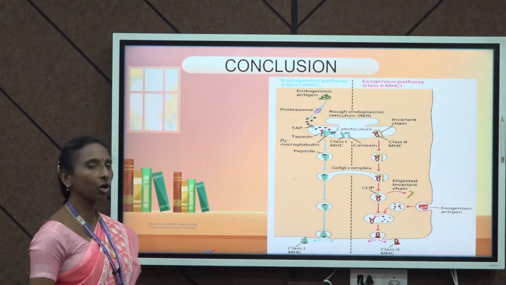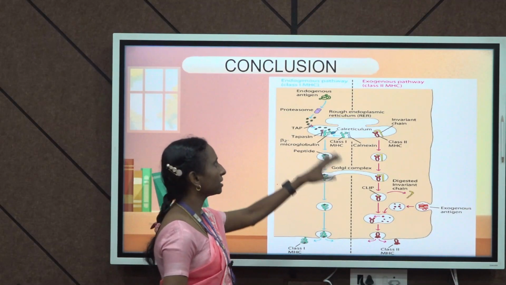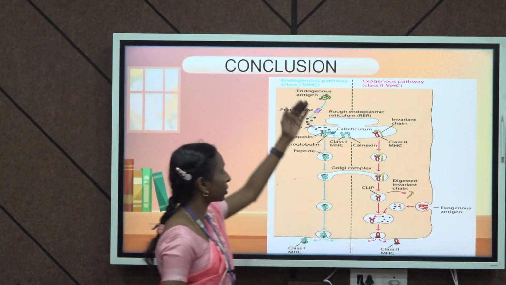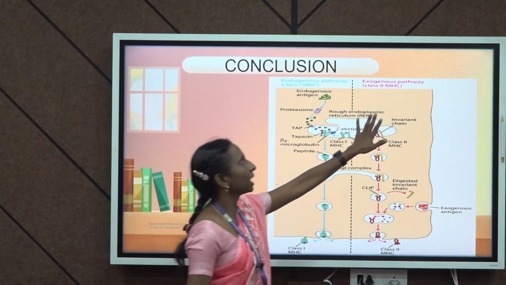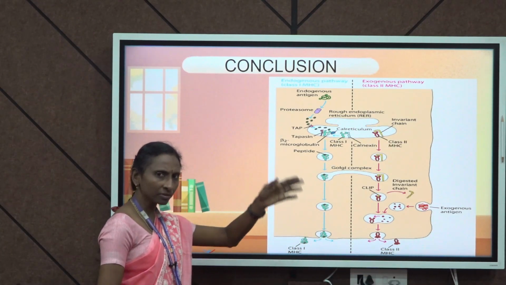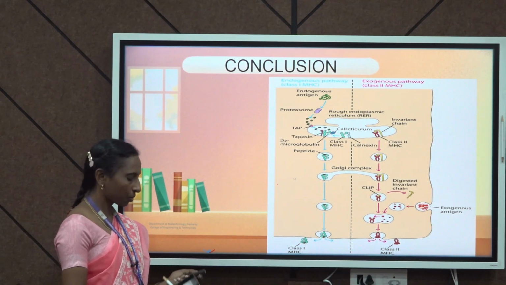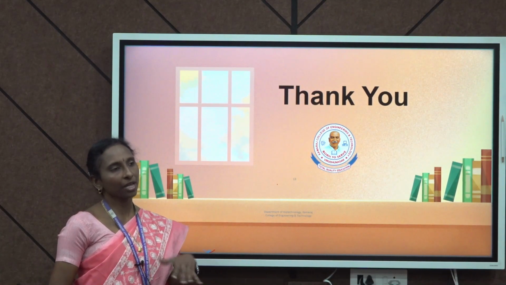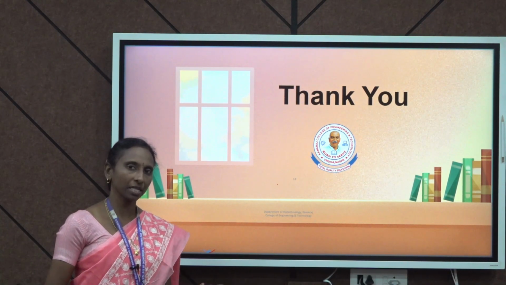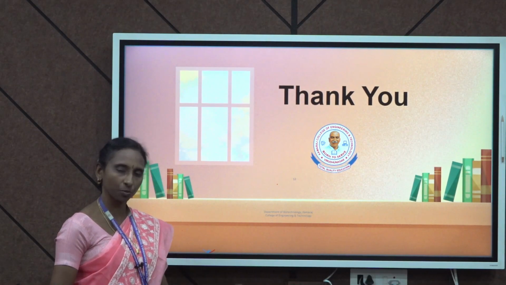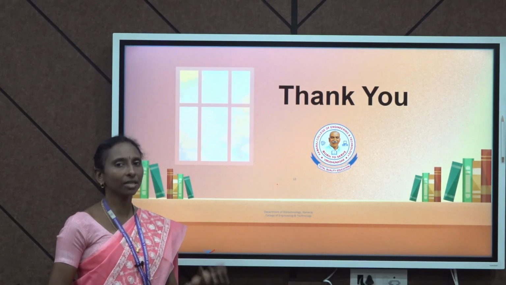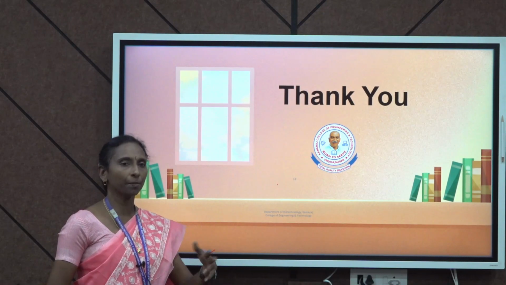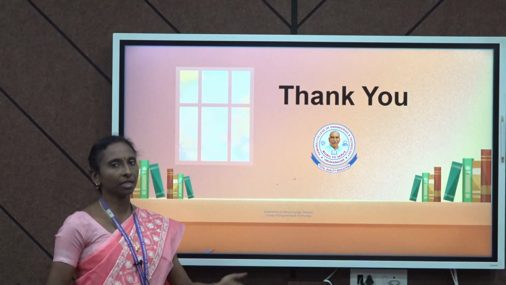So, this is the overall picture of the two pathways. This is your endogenous pathway, which is also known as the cytosolic pathway, and the other one is the exogenous pathway or endocytic pathway. So, whatever antigen is coming in, when it comes in contact with either MHC class 1 or MHC class 2, it is first processed and then presented on the surface of the cell, to be recognized and taken up by the T cells and then further processed.